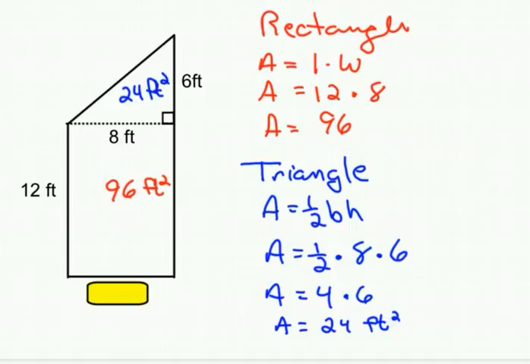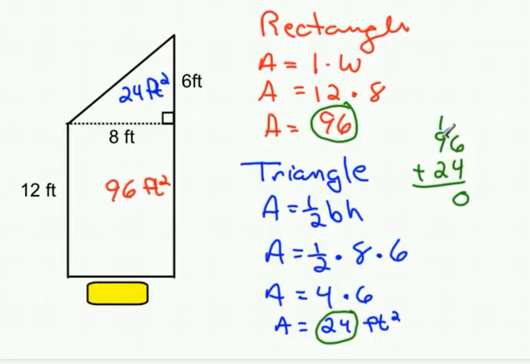So our third and final step will be to take our area for the rectangle and our area for the triangle and add those two together. And if we add those together, we can see that 6 plus 4 is 10. Regroup. 1 plus 9 is 10. Plus 2, it gives us the 12, which gives us a total area for the entire trapezoid of 120 square feet.